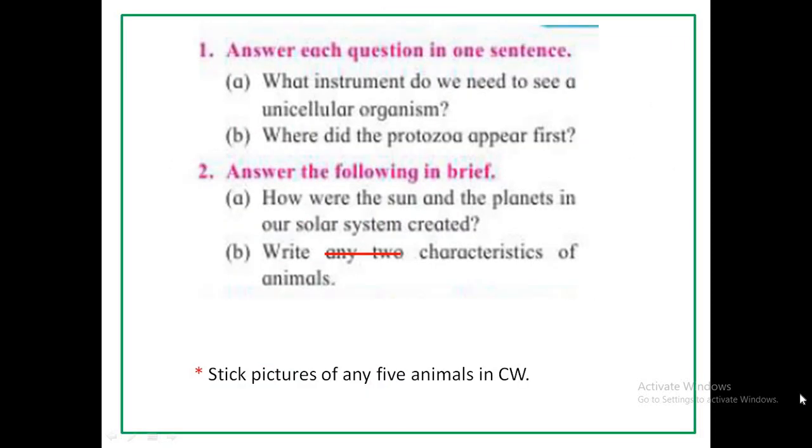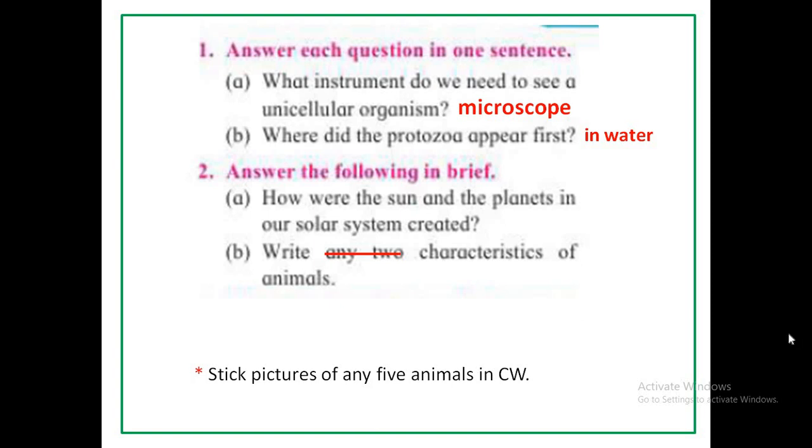Question 1 is answer each question in one sentence. What instrument do we need to see a unicellular organism? We need a microscope. So answer this question in a full sentence. We need a microscope to see a unicellular organism. Next is, where did the protozoa appear first? It appeared in water.